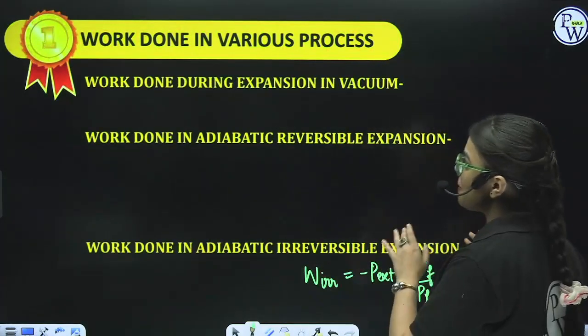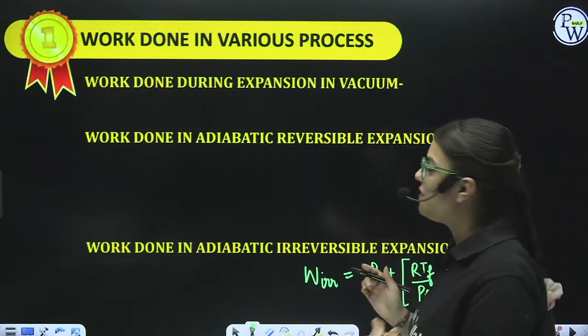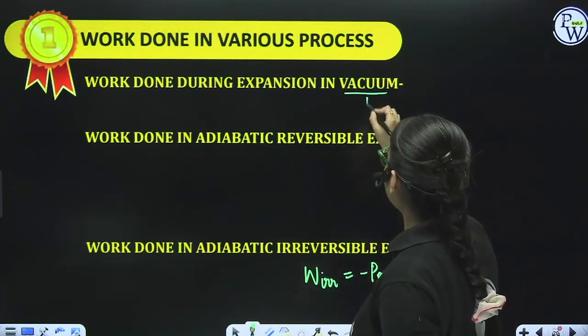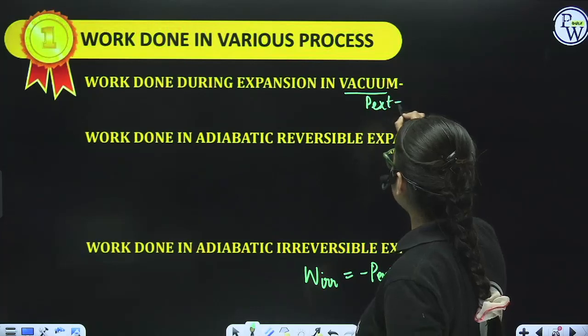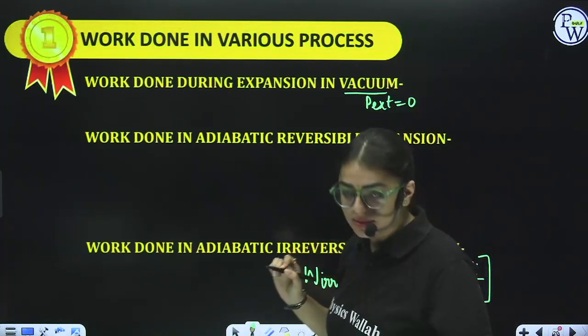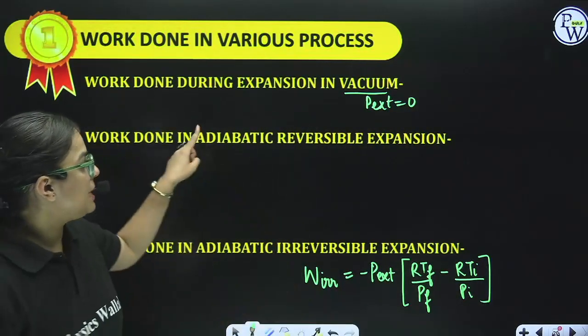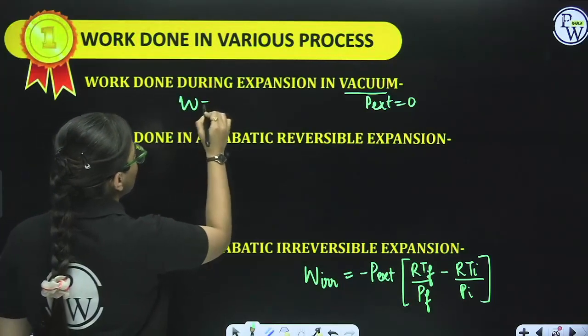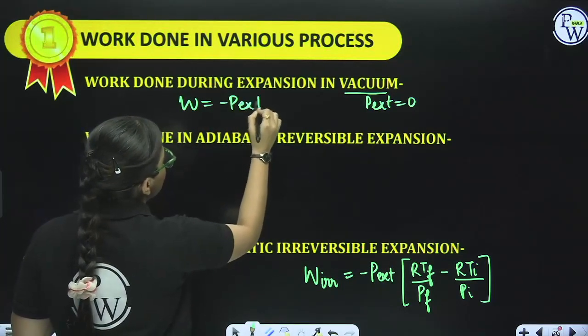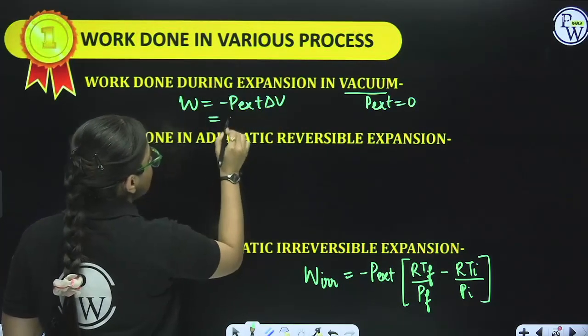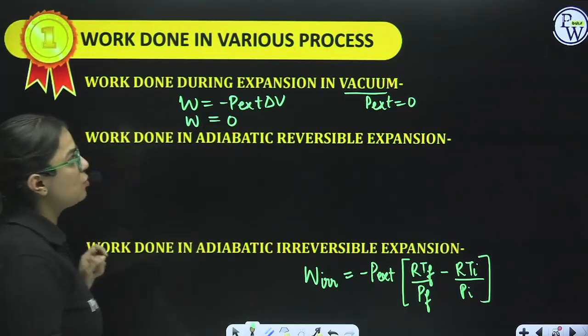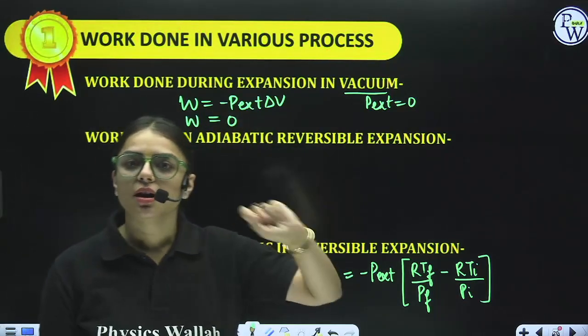Work done during expansion in vacuum. Now we have already seen that in vacuum, P external comes out to be 0. Yes, everyone? So now if P external is 0, what is work done? Work done is minus P external delta V. If P external is 0, work done will also be 0. For which case? During expansion in vacuum.